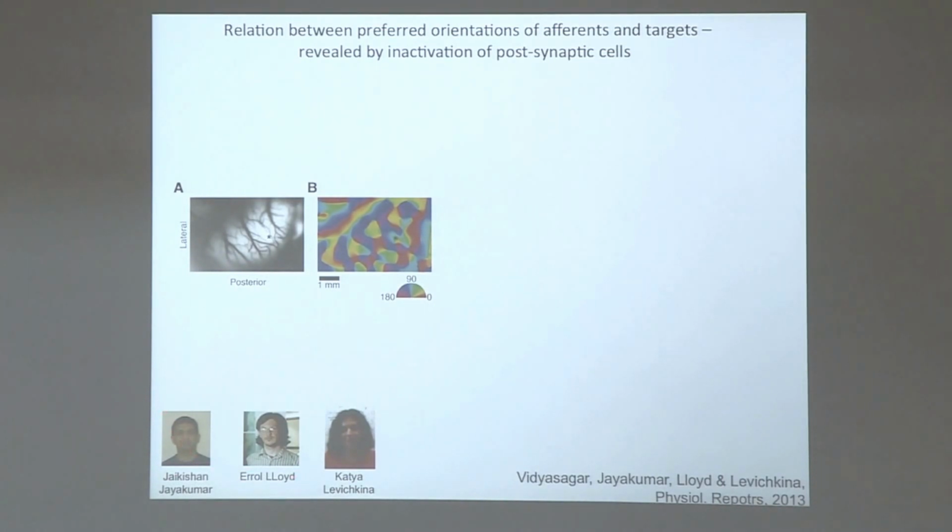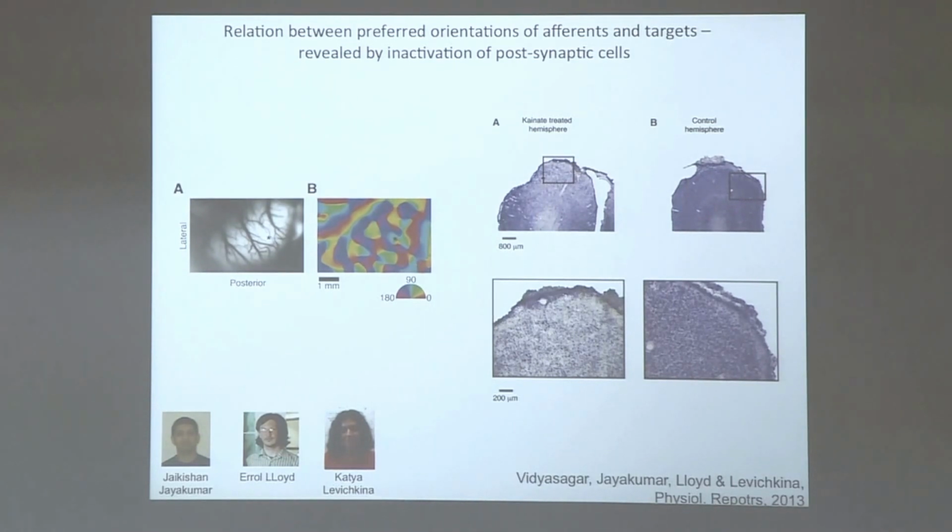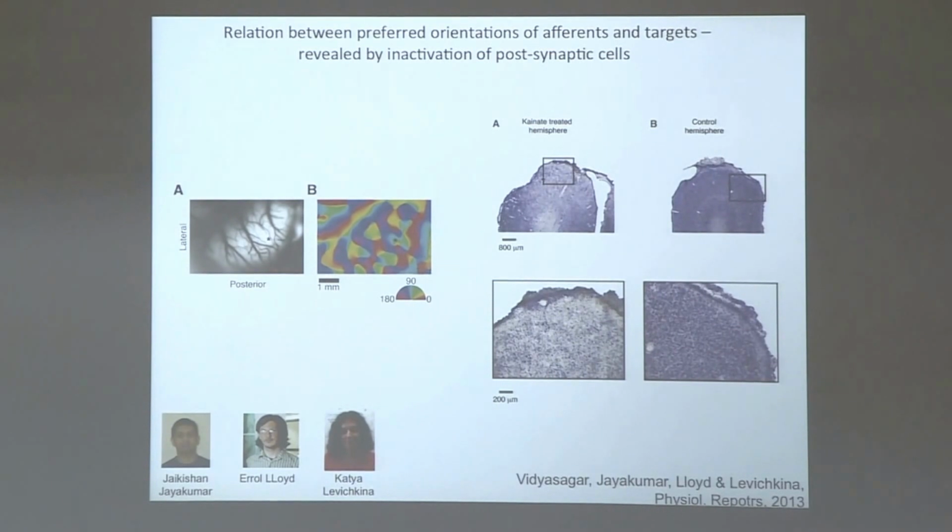What we have done is that we did optical imaging, as I said before, you can create the orientation columns, and then we applied kainic acid, which actually destroys the cells, leaving only the afferent fibers there. Or we gave muscimol, which is an inhibitory drug that inhibits the activity of cells, and then you can record from the afferent fibers coming in. So we used very fine-tipped electrodes, which you can record from afferent fibers.